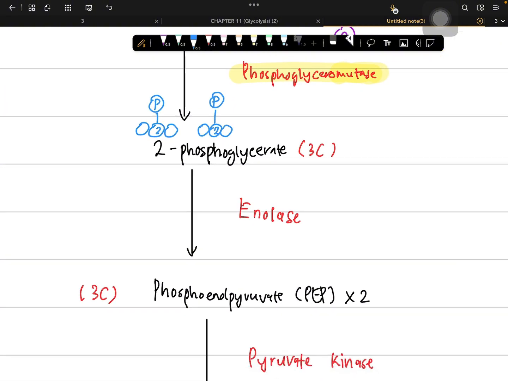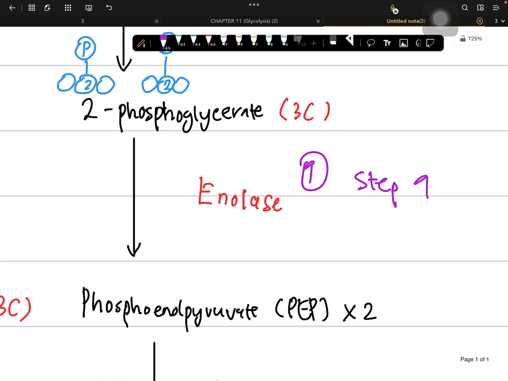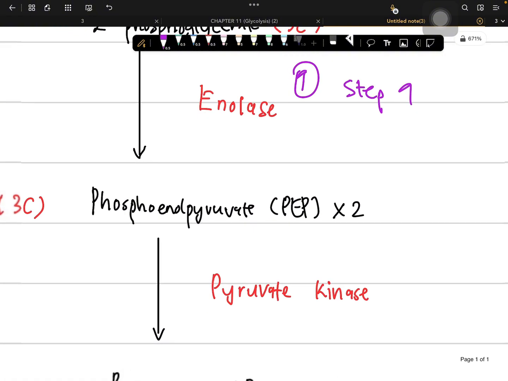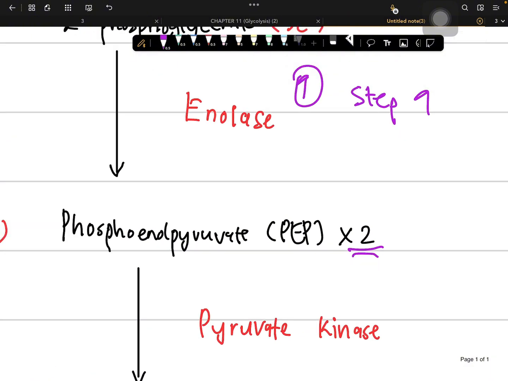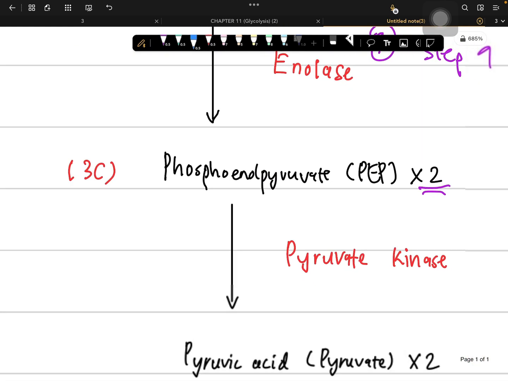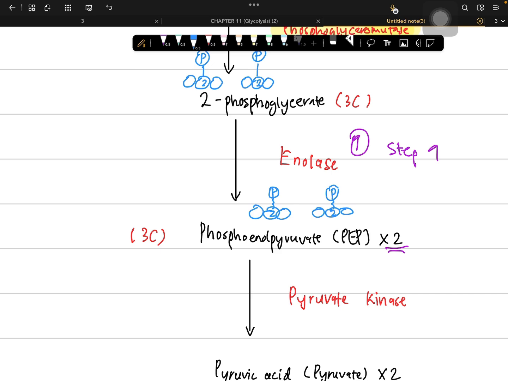So what happened next in the next step? Step 9. The 2-phosphoglycerate is catalyzed with the aid of the enzyme enolase. It will transform and become phosphoenolpyruvate, PEP, also two of the compounds. And the compound looks like this. 1, 2, 3. Second carbon. 1, 2, 3. Second carbon. The phosphate group here starts to detach from the 2-phosphoglycerate.